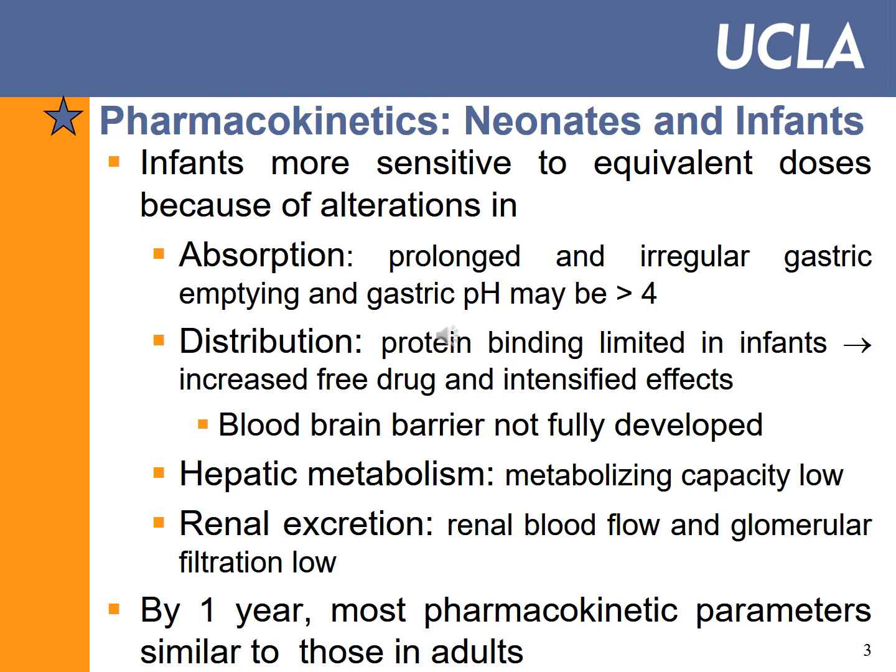As you know, infants are more sensitive to the equivalent doses, and the reason why is because they have alteration in their absorption. They have prolonged and irregular gastric emptying, and also the gastric pH may be a little bit higher, above 4, while in adults it's around 3. And pH is important for the absorption and crossing the membrane. So the absorption of drug will be altered in that way.